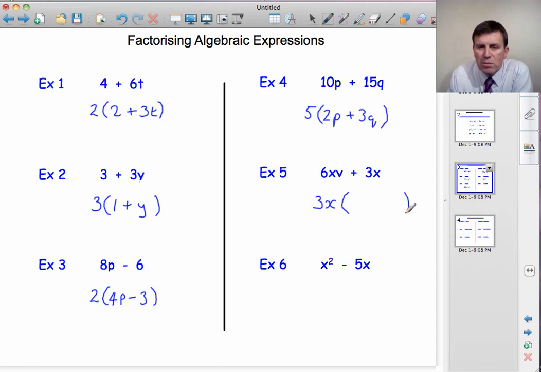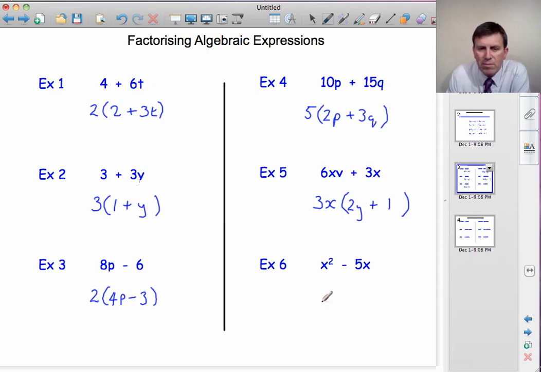Rebuild the expression. What do I multiply 3x by to get 6xy? I need to multiply the 3 by 2, and I need to multiply by y. And then I'll have 3 2's are 6, and x times y gives me 6xy. Now what do I need to multiply 3x by to get 3x? I've got to put something there. If I don't put anything, the 3x won't appear. I multiply by 1. 3x times 1 is 3x. Anything times 1 is just itself.